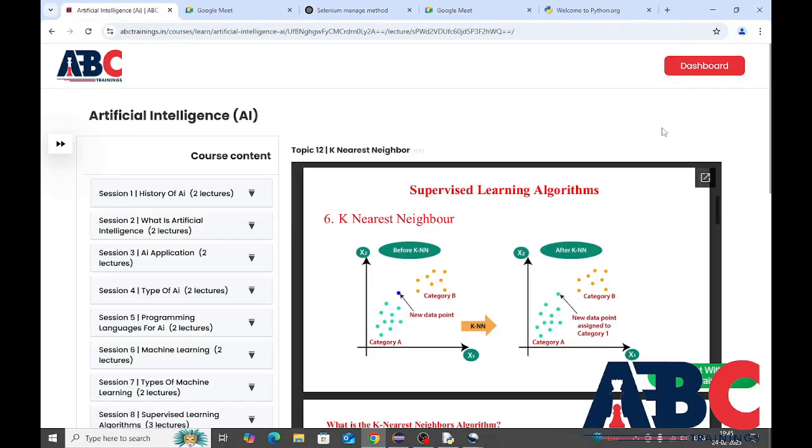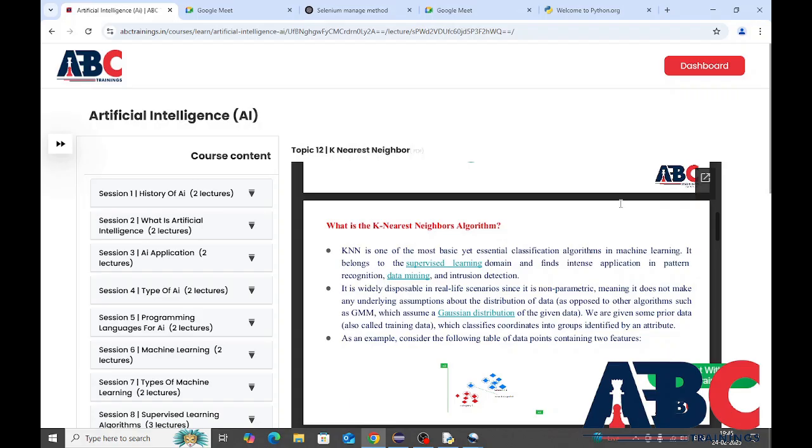In today's session, we are going to see the KNN algorithm, that is K nearest neighbor. KNN is one of the most basic yet essential classification algorithms in machine learning. It belongs to the supervised learning domain and finds intense application in pattern recognition, data mining, and intrusion detection.